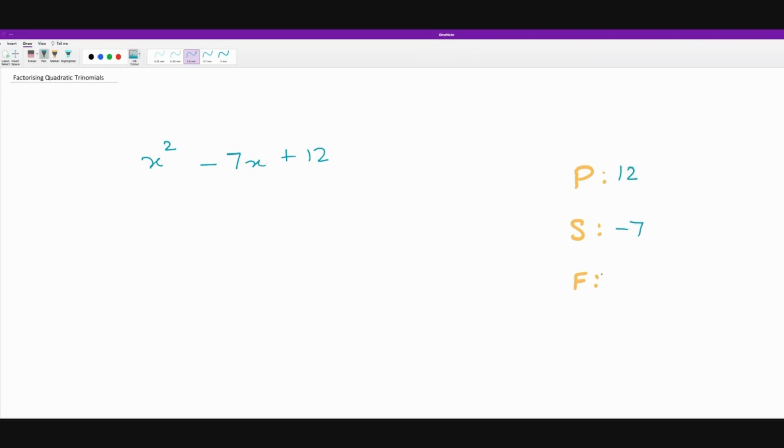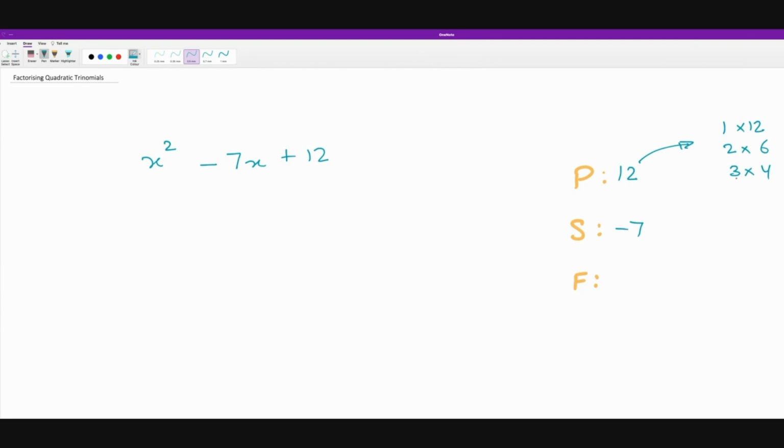And the goal is to find our two numbers or two factors that multiply to give me 12. And those two same numbers should add to give me minus 7. So let's go through the different ways in which we can get a product of 12. So I have 1 times 12. I have 2 times 6. I have 3 times 4. And let's see, do I have anything else? No. So I would leave it there.